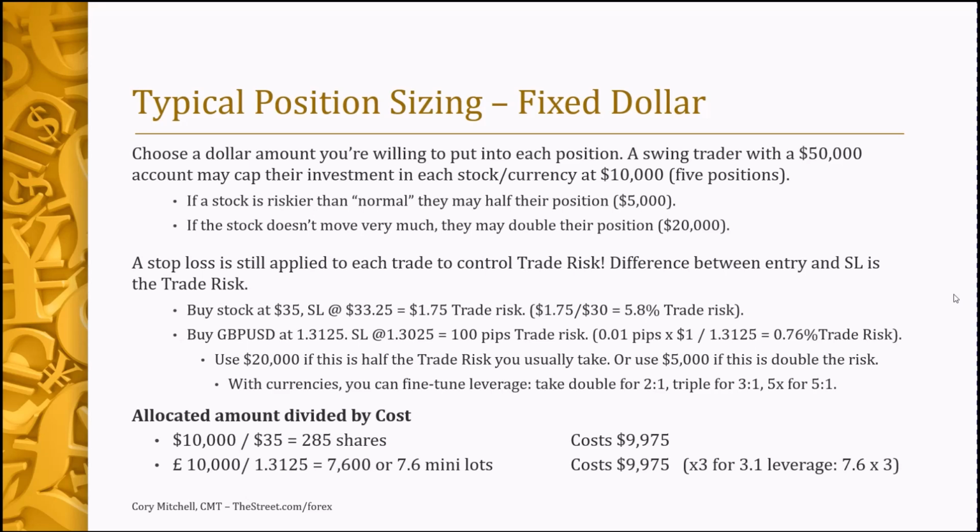And with currencies, since you have access to more leverage, you could fine-tune the leverage you want to take. This is a little tougher to do in stocks because if you're swing trading, you're limited to 2-to-1 leverage. But in currencies, let's say you figure out what the position size is going to be, and we'll talk about that in just a second, you could just double it or triple it or quadruple it to give yourself 2, 3, 4 times leverage. So you can specifically control how much leverage you're using with this strategy.